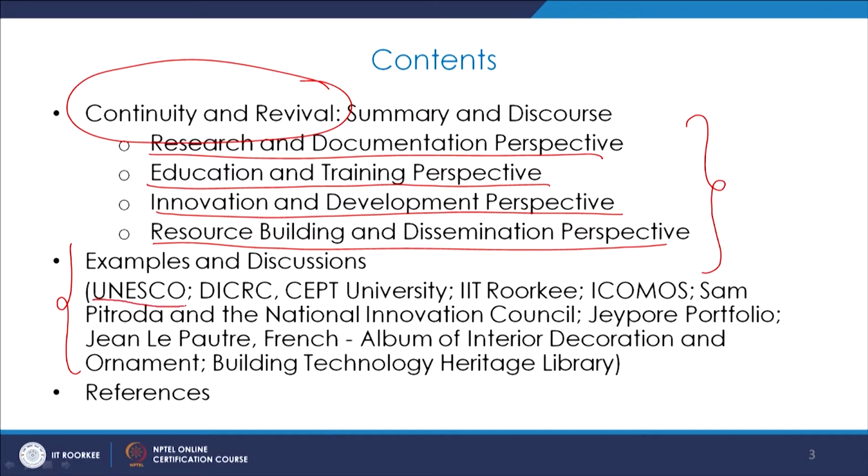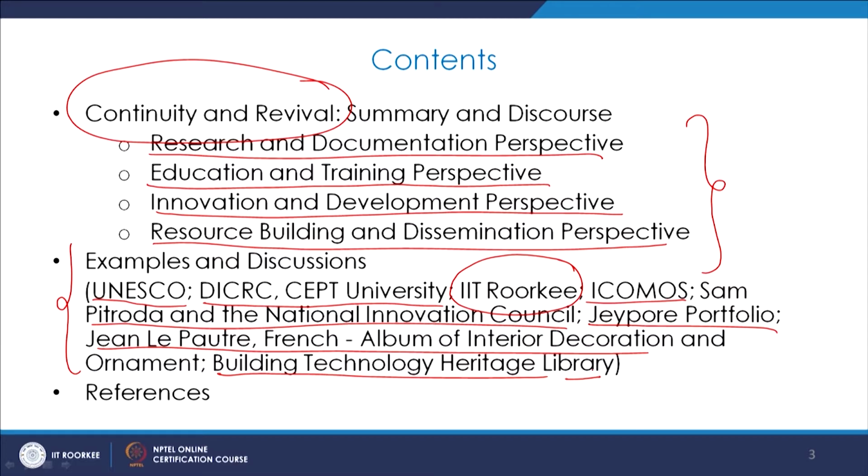So we talked about UNESCO, we talked about the ICRC at CEPT University, we talked about IIT Roorkee, we also saw some guidelines from ICOMOS, we talked about the National Innovation Council and Sam Pitroda's work, and we saw the Jaipur portfolio. Then we also saw the album of interior decoration and ornament. There was a mention of the building technology heritage library. So we saw all this during our previous sessions, and I'll just flip over and explain briefly what we did.